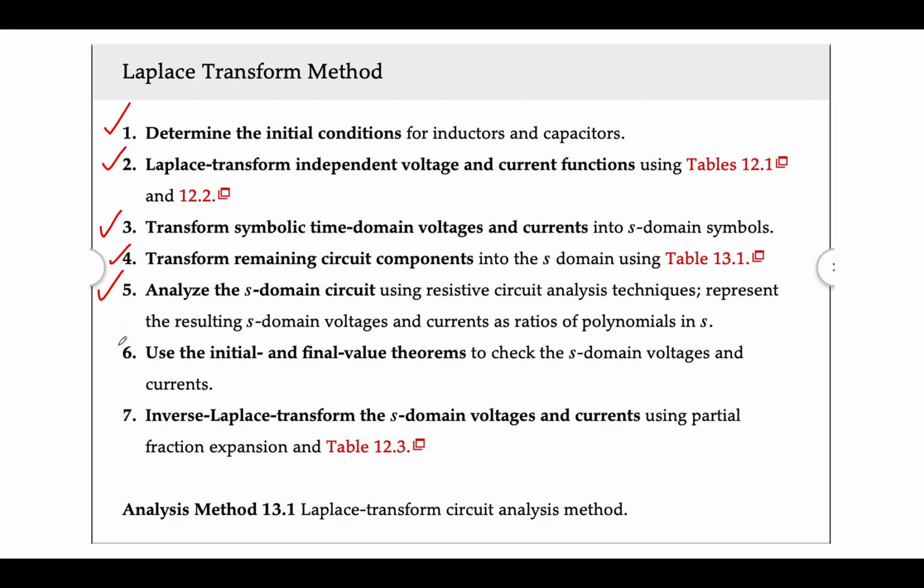Now, step number 6, I've never really utilized, but it is possible when you get to this point and you get expressions for currents and voltages in the Laplace domain, to use initial value and final value theorem to be sure that your voltages and currents in your S domain have initial and final values that are consistent with what you would expect in the circuit. Once again, this is a step that I never really use, I guess because I'm confident enough in my transformation, although probably, to be honest, I use it without really thinking about it. So I probably do this subconsciously in my head, looking to make sure it makes sense.